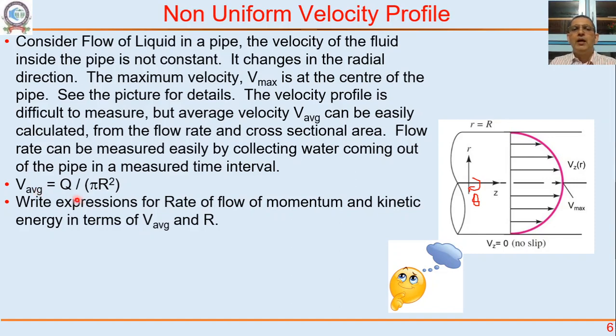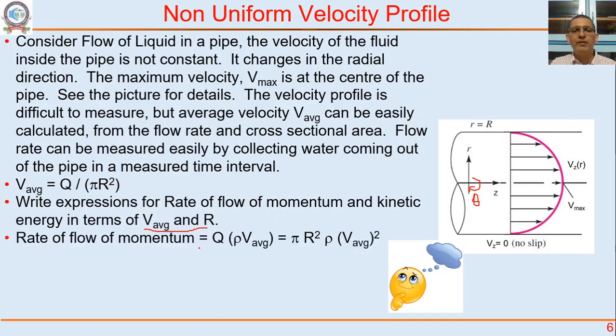Okay. Now, if we have to write the rate at which momentum is going out, we can write that easily in terms of V average and R. Do that. Now, the rate at which momentum goes in this pipeline, the rate of flow of momentum, in terms of average velocity I want you to write. Don't worry just now that velocity is not average, that velocity is changing. Right? Write in terms of V average and R the rate of flow of momentum and the rate of flow of kinetic energy. By now it should be coming like this.